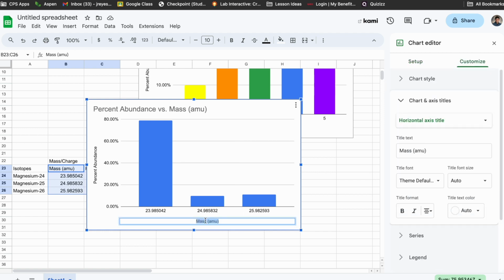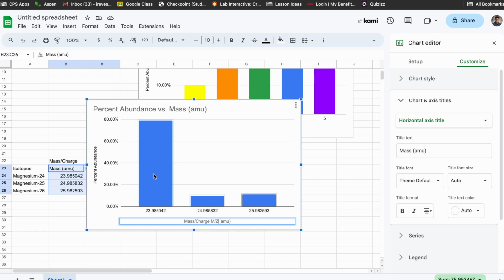And again, this mass is really not just the mass, it's the mass to charge ratio. Sometimes you'll see this as M/Z for mass to charge. But again, the charge is just 1, so you're really dividing by 1. And so it's really just going to be equal to the mass. Again, we have the percent abundances.